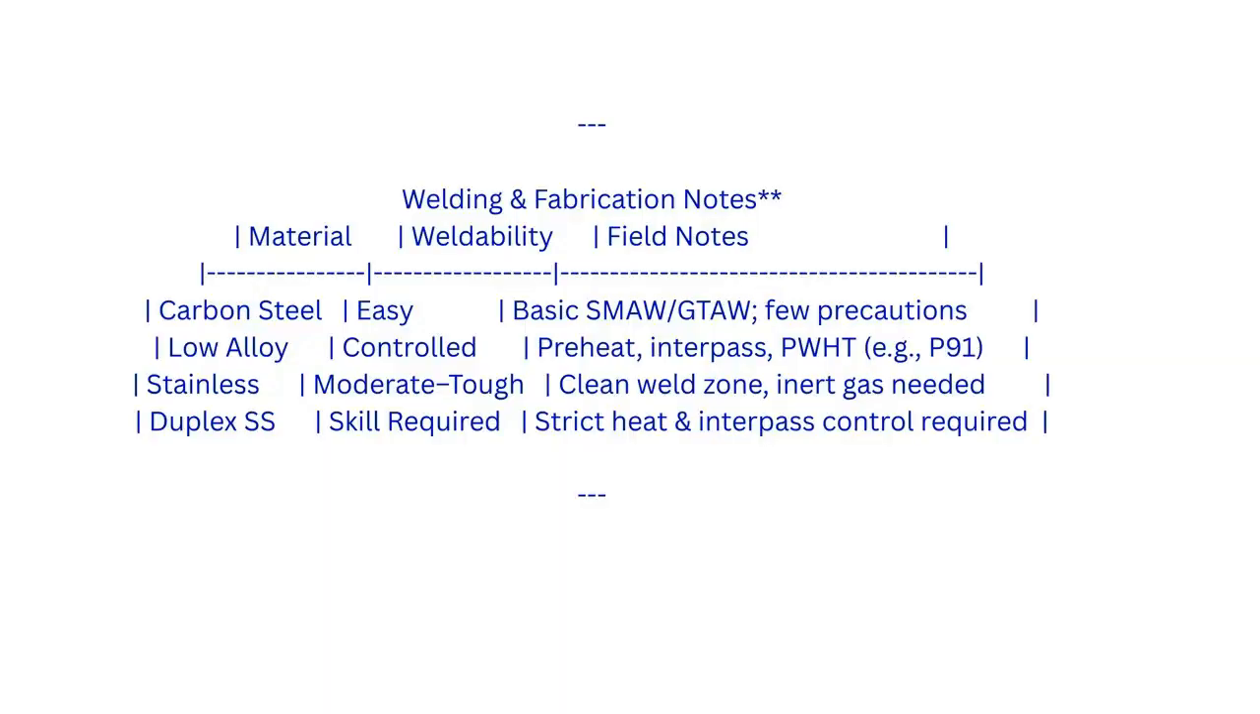Now, real-world welding tips. Carbon steel, easy with basic SMAW or GTAW. Low alloy steel, control heat and apply PWHT. Stainless steel, use low heat, clean surfaces, and inert gas. Duplex stainless, tightly control interpass temperature and heat input.